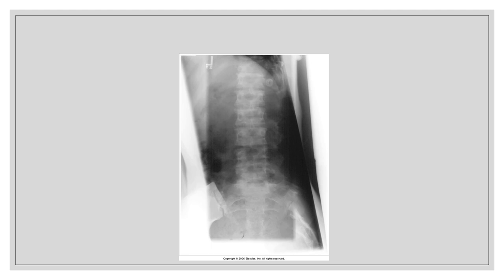What type of artifact? Hopefully, this is not seen. This is something that doesn't really happen with digital. This is a double exposure, so it would be equipment. There is an AP L-spine image and a lateral L-spine image on top of each other on this.